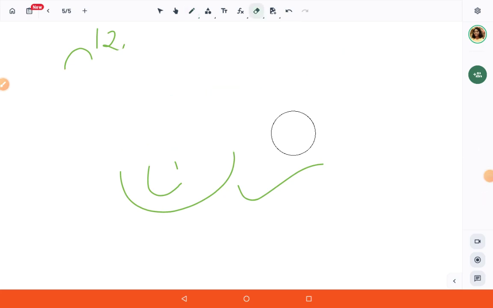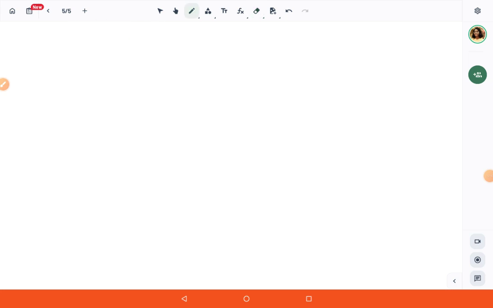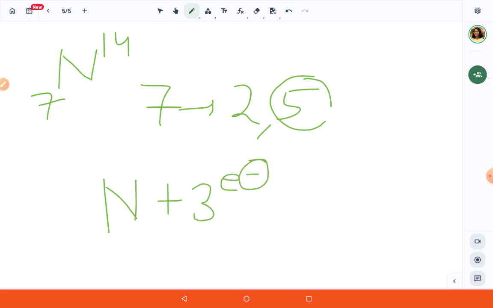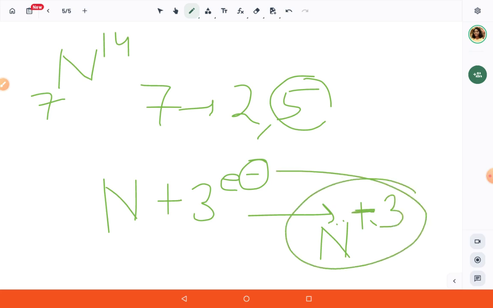One minute. Let's take nitrogen. Nitrogen has atomic number 7 and mass number 14. So 7, I can break it into 2 and 5. Now you see it has 5 electrons in its valence shell. What can it do? It can gain 3 electrons to complete its octet, right? So nitrogen will gain 3 electrons, and it will have a charge of 3 on it. Got it?